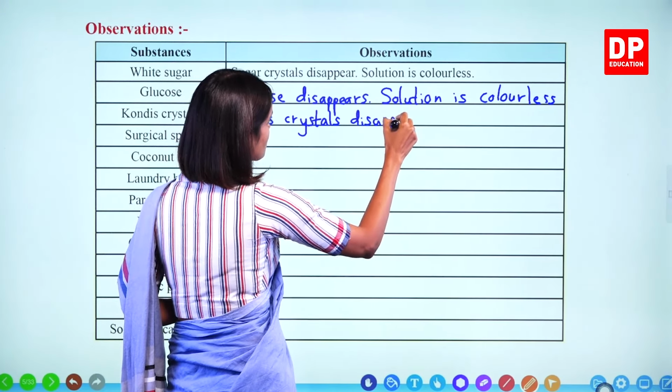Okay, next one. Vinegar. What happened with vinegar? When you added a little bit of vinegar to water, it also mixes really well. And what is the color of the solution? It is colorless. Mixes well. Solution is colorless.